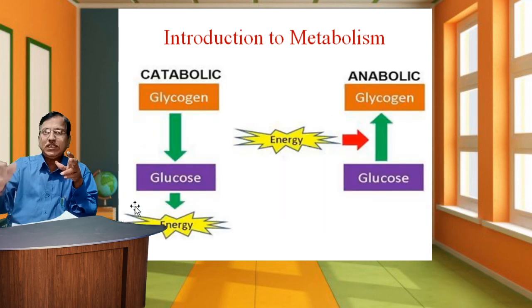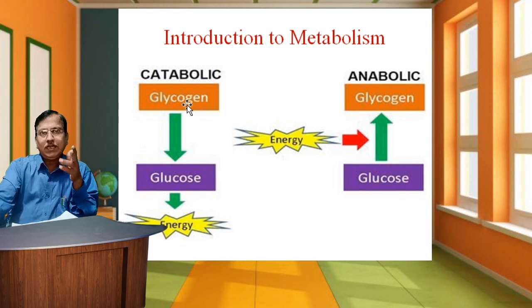Also the same in the next diagram. In catabolic processes, glycogen is converted to glucose, and glucose yields energy. In anabolic processes, the energy is stored in glucose, glucose is converted to glycogen, and glycogen is also a storage form of energy in the living animal body.